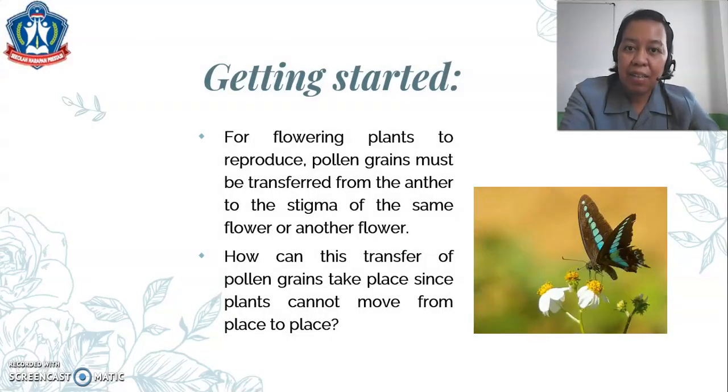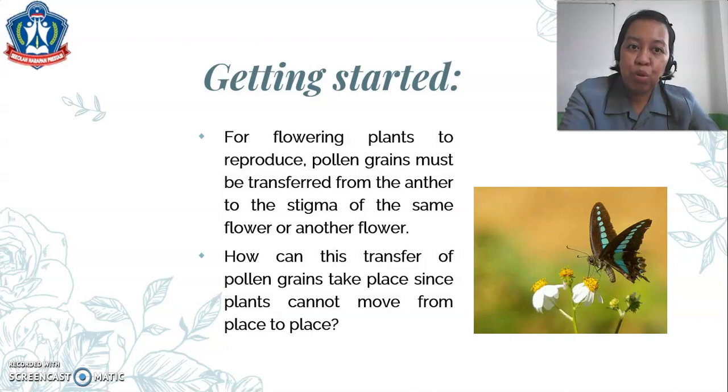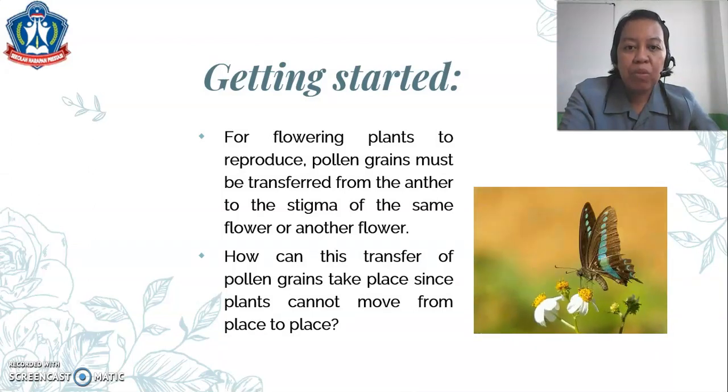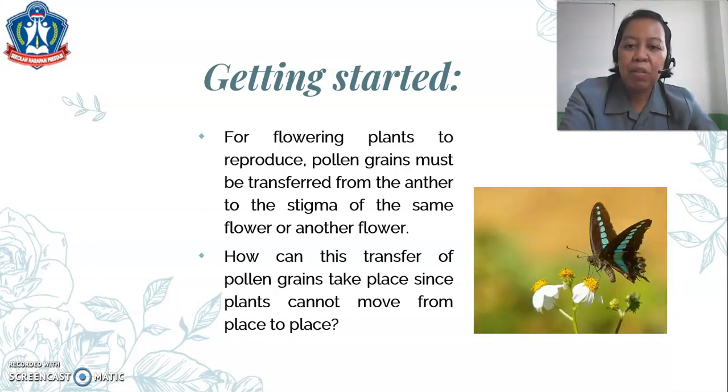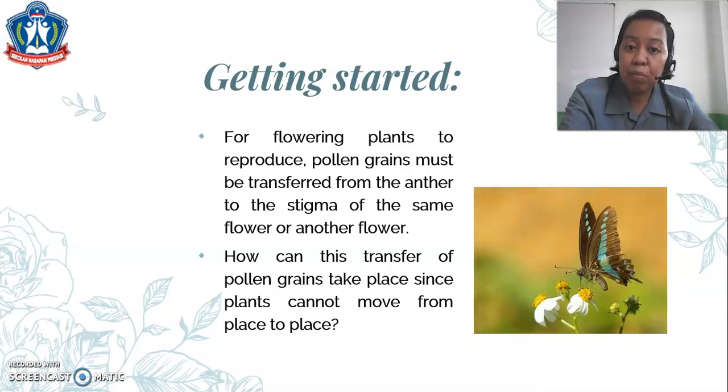To get started, for flowering plants to reproduce, pollen grains must be transferred from the anther to the stigma of the same flower or another flower. How can this transfer of pollen grains take place since plants cannot move from place to place? Let's try to find out.